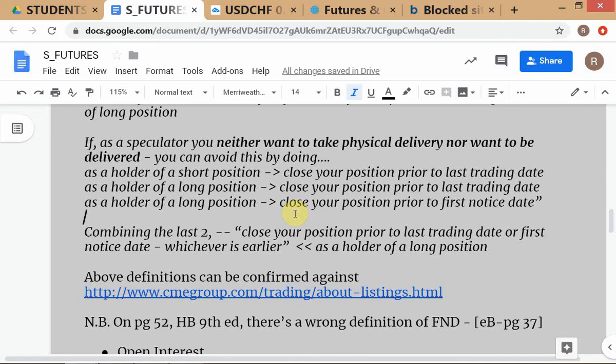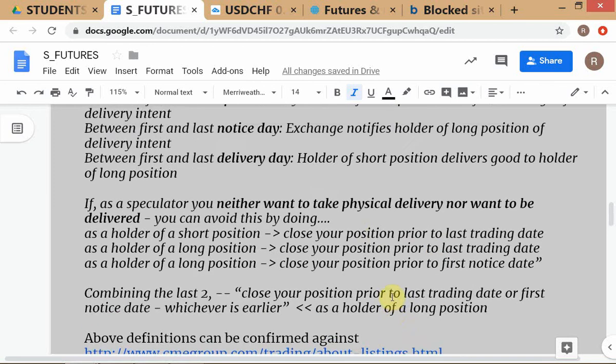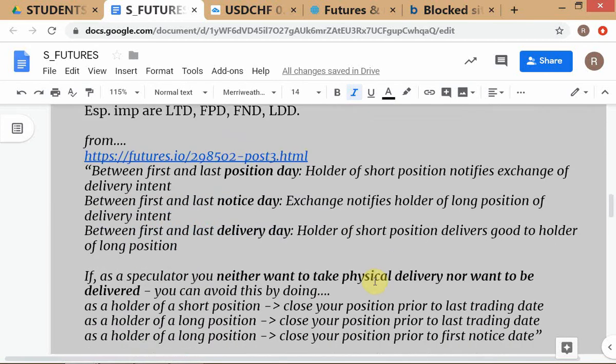Now if you don't want to take physical delivery, there are two concerns that you have. One is the last trading date, because obviously after the last trading date, you can't trade, right? And also, after the first notice date, you may or may not get assigned, but there is a risk that you might get assigned. Because remember, what is first notice date? These are all in your notes. What is the first notice date?